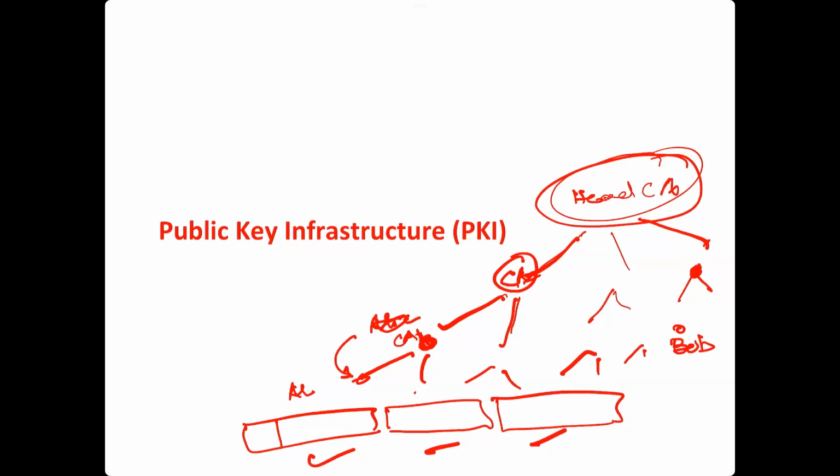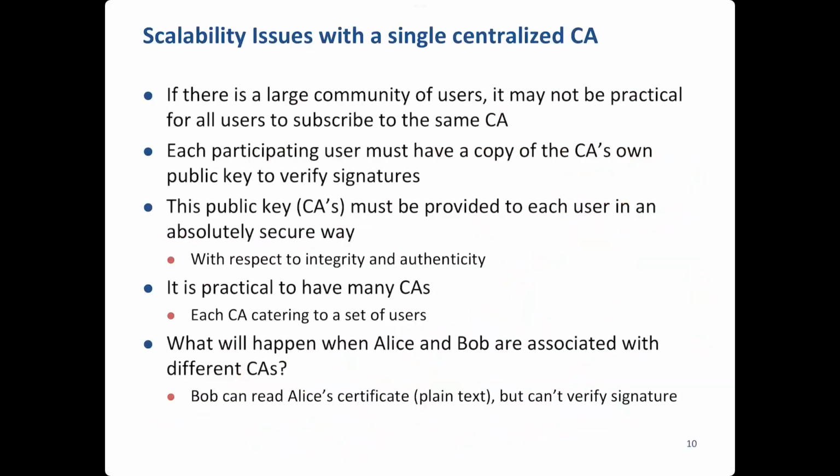Okay, all right. First, Bob will possibly know the public key of the head CA. Then from there he will know that CA2's certificate is correct, then CA1's certificate is correct, and so on and so forth, right? And hence Alice's public key is correct. So that's the way it works, right?